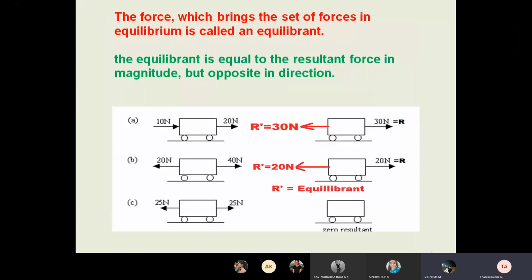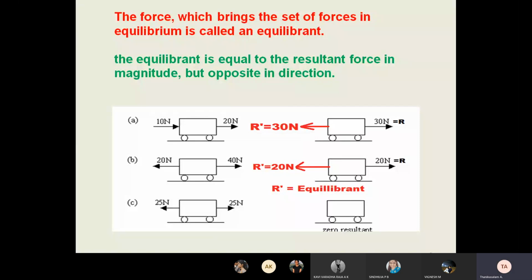That is called equilibrant. See here, the same picture, but the resultant is not equal to 0. So I add the same resultant force on the left side. Now it is equilibrium. Understand? This is called equilibrant. I put an R dash. R dash means equilibrant. The force which brings the set of forces into equilibrium is called the equilibrant. Understand?